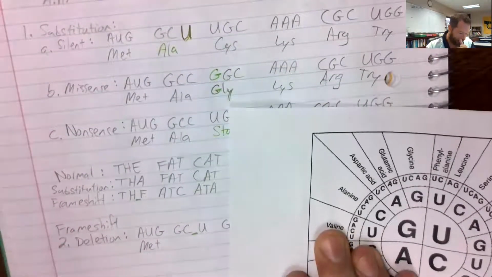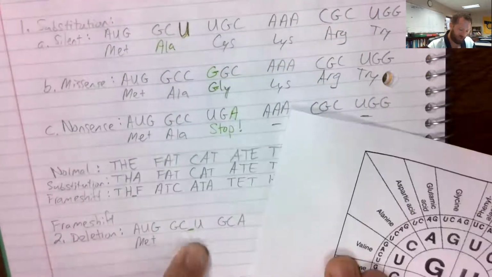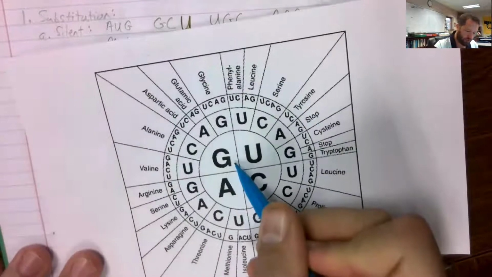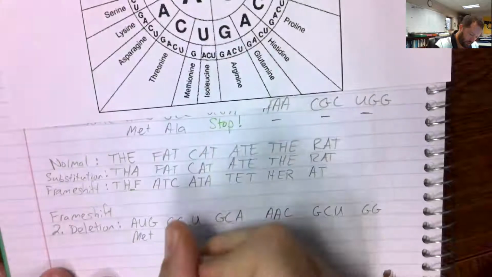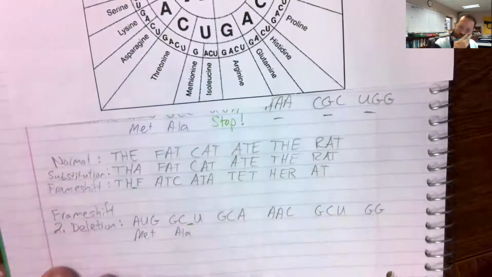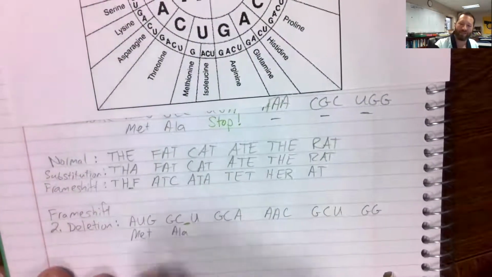So Met is still the same. Our start codon's okay, but after that, everything's going to be kaput. GCU now, so starting in the middle, G, out to C, out to U. There's alanine. Okay, that one actually didn't change. My favorite amino acid there.